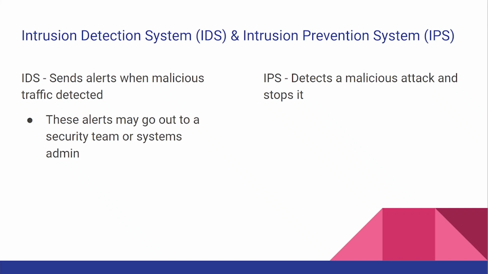Similar to a firewall, an intrusion detection system, or IDS, monitors traffic, but it sends alerts when malicious traffic is detected. Intrusion Prevention System, or IPS, detects a malicious attack, then stops it.